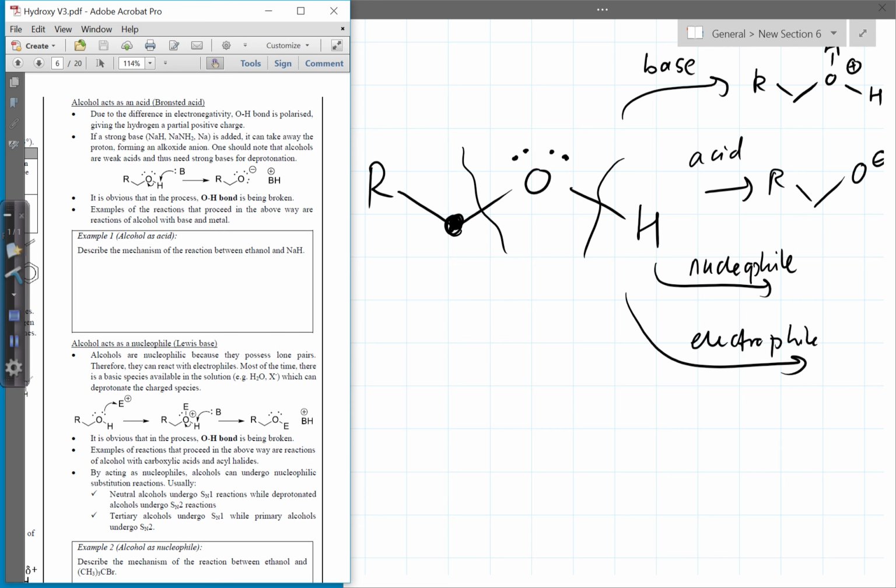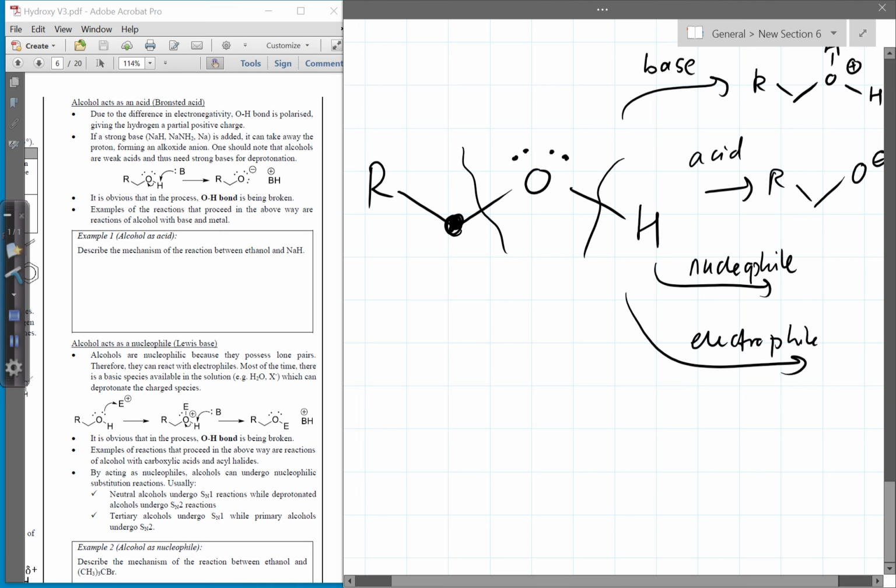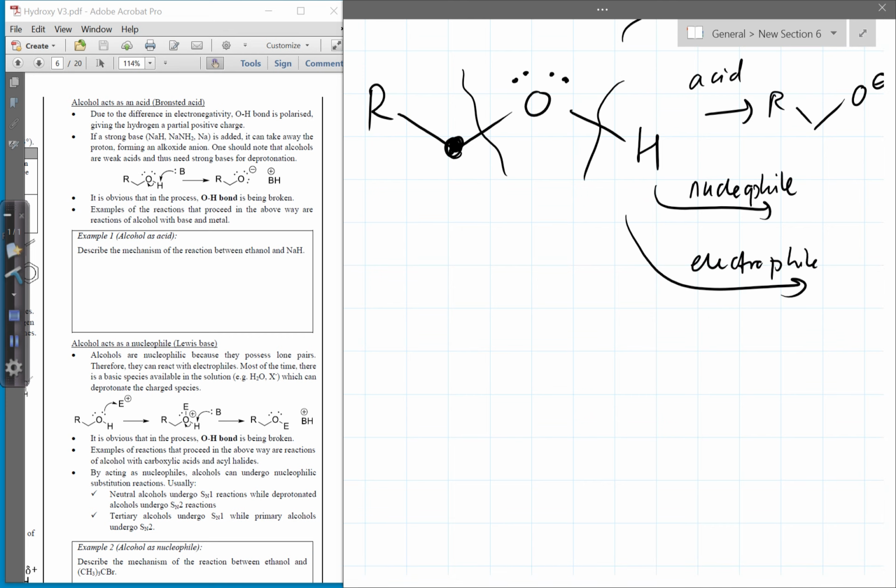You should know that alcohols are weak acids, and thus you will need strong bases for deprotonation. That's why you learned that your NaOH won't work, and your carbonate also won't work, because they are very, very weak bases, right? So it is obvious in the process that the OH bond is being broken, right? You can represent this using this mechanism. Examples of reactions that proceed in the above way are reactions of alcohol with base and metal, right? So can you try to describe the mechanism of reaction between ethanol and NaH?